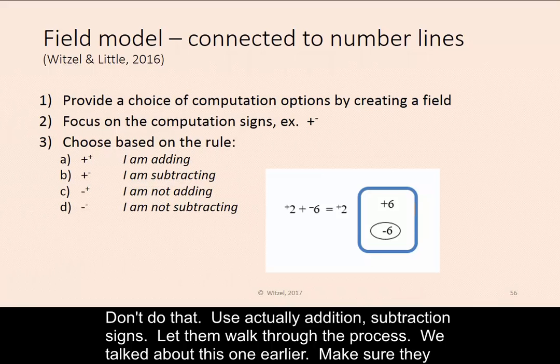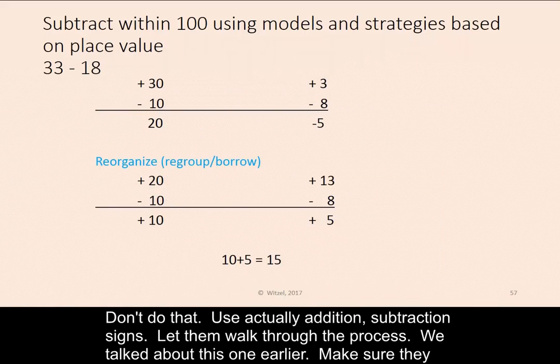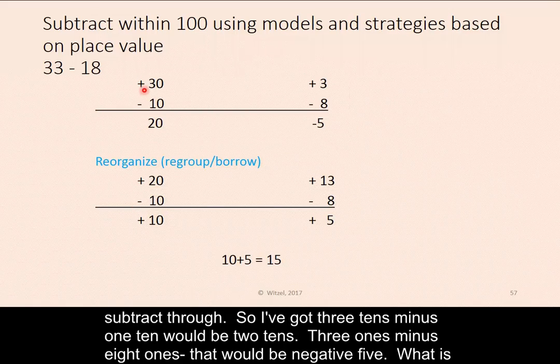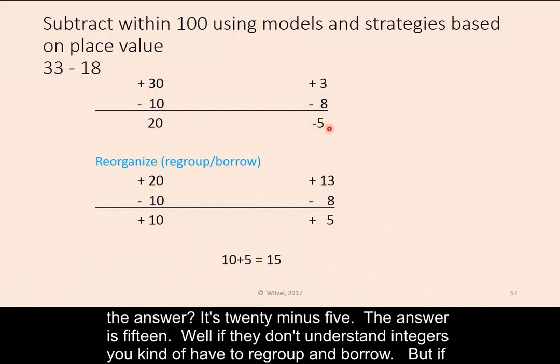We talked about this one earlier. Make sure they can see the negatives that come through it. We're so used to doing it down here and regrouping. But you can also take integers and subtract through. So I've got 3 tens minus 1 ten be 2 tens. 3 ones minus 8 ones, that would be negative 5. What's the answer? What's 20 minus 5? The answer is 15. Well, if they don't understand integers, you kind of have to regroup and borrow. But if they get integers, it's one less step.